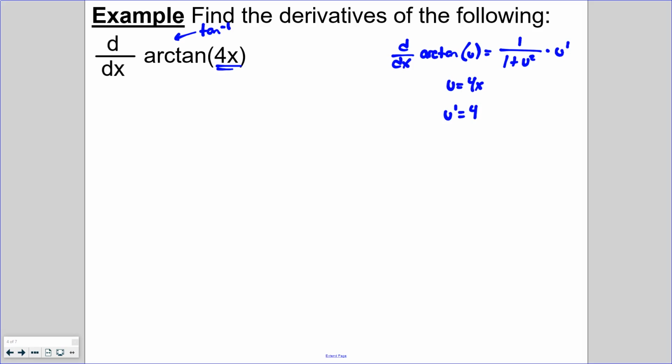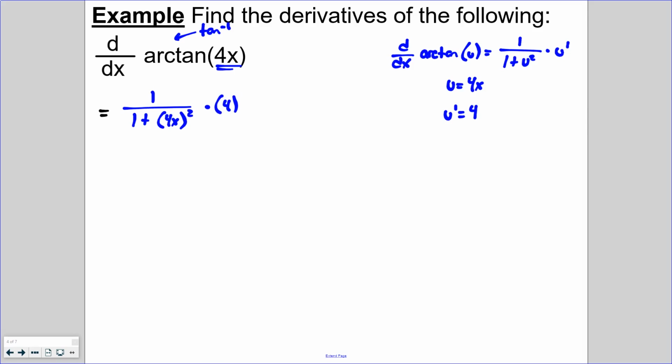And now that we have all these things set up, we can go ahead and take the derivative. So the derivative of arctangent is going to be 1 over 1 plus the inside squared. And we said the inside, or u, is going to be 4x, times the derivative of the inside, which we said was 4. And now we just have to simplify a little bit.